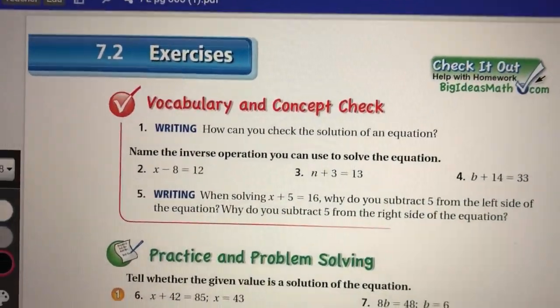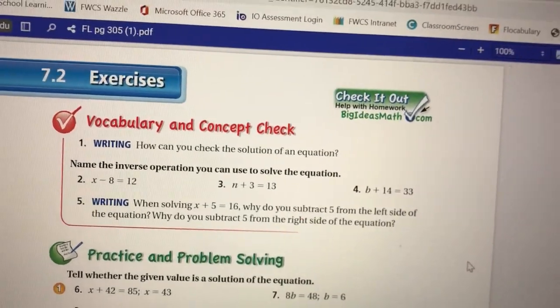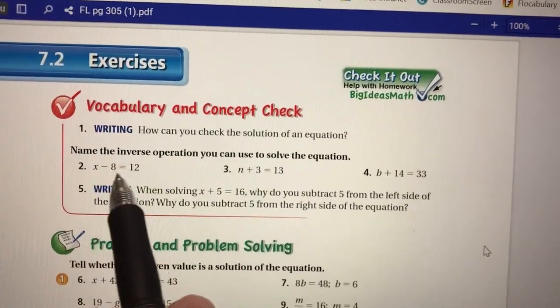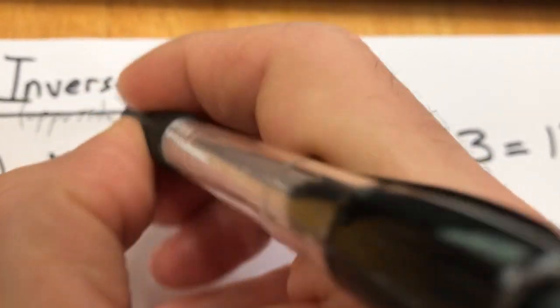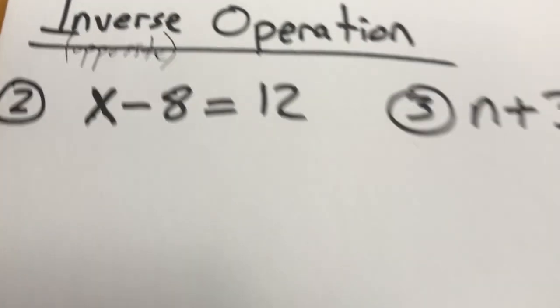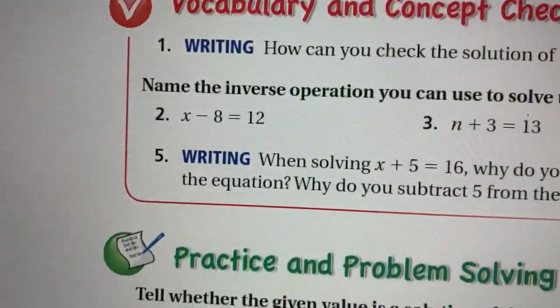I want to go over with you one of your math sheets for today. So I want to go over this page with you. This is your 7.2 exercises from Big Ideas. And I want to go over this idea of an inverse operation. So inverse just simply means the opposite operation.